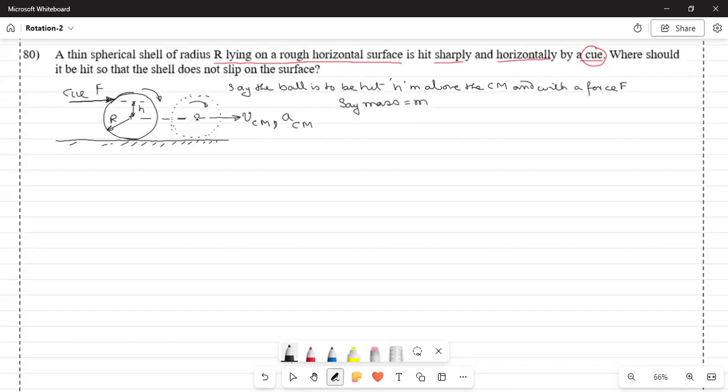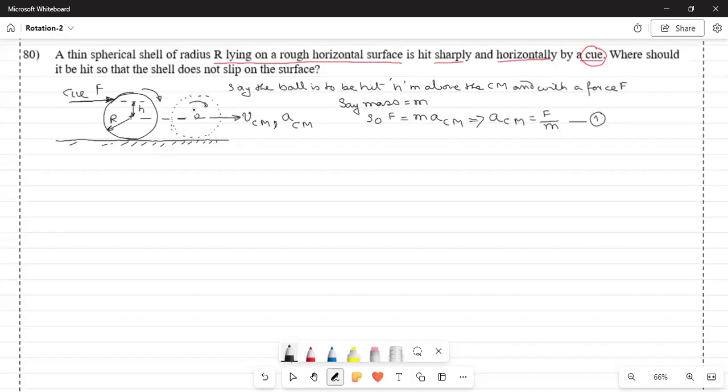So mass m multiplied by acceleration of the center of mass will be equal to the force. No doubt in that. So F is equal to m a. From here we get acceleration of the center of mass is equal to F by m. That we get from the very basic of mechanics.